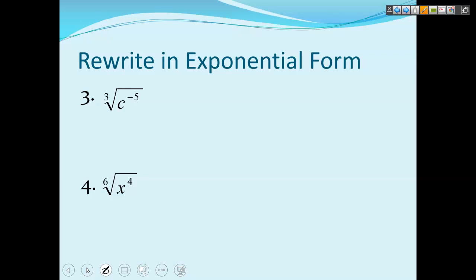Same thing. Rewrite it in exponential form. Outside power is the denominator. Inside power is the numerator of the fraction. But then if you go back to the beginning of chapter 7, we talked about the fact that you cannot have a negative exponent. So you would need to rewrite this as 1 over c to the 5/3.